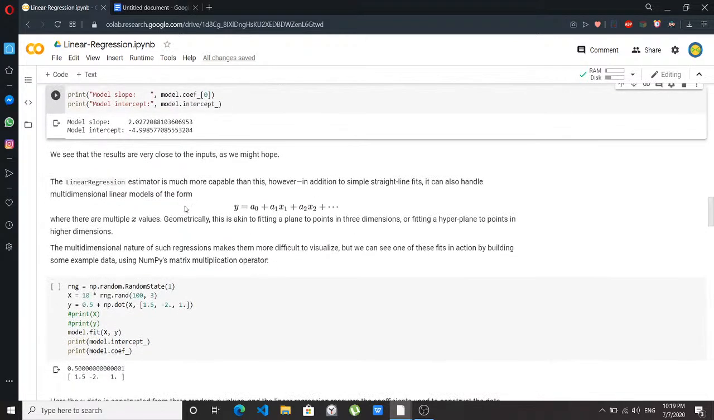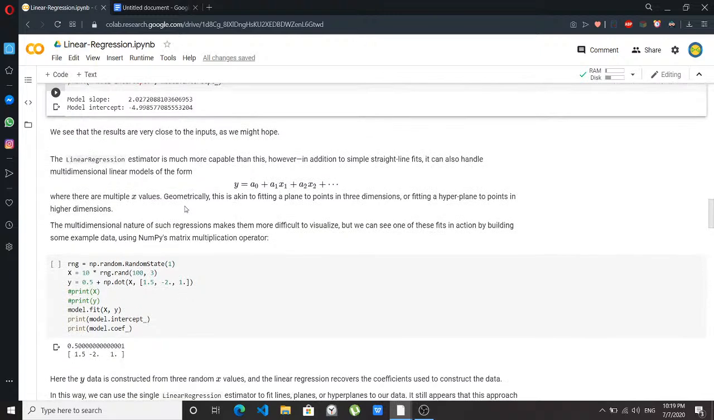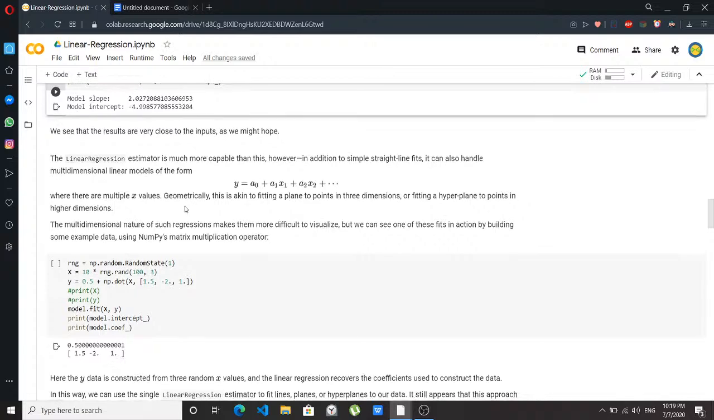And as you can see, this was only for one value of x. Now in the real world, there will not be only one value affecting the output. There will be multiple values. So we move on to multiple linear regression, where we have more than one x value.